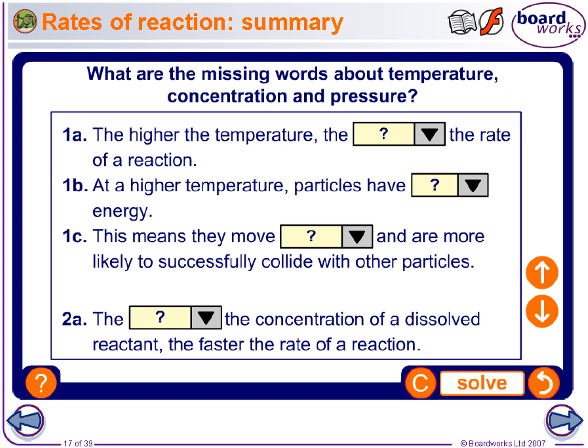Alright, so let's start to sum up. Have a look, just pause the slide here, see if you can answer those questions before we go through the answers. So the higher the temperature, the higher the rate of reaction. At a higher temperature, the particles have a higher energy. This means that they move faster, and are more likely to successfully collide with other particles. The higher the concentration of a dissolved reactant, the faster the rate of the reaction.